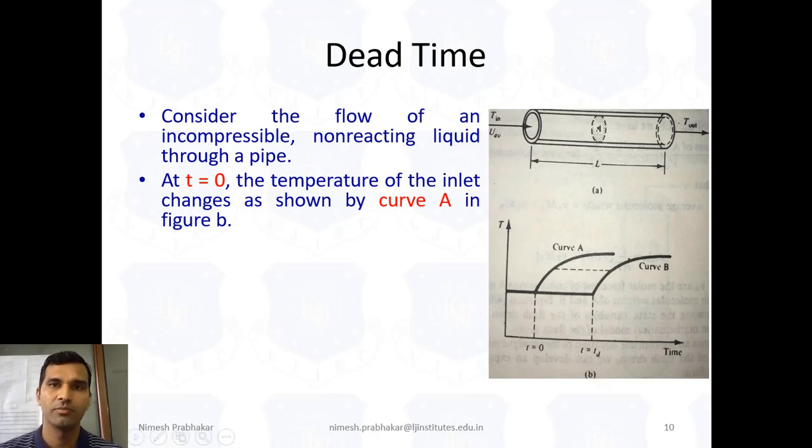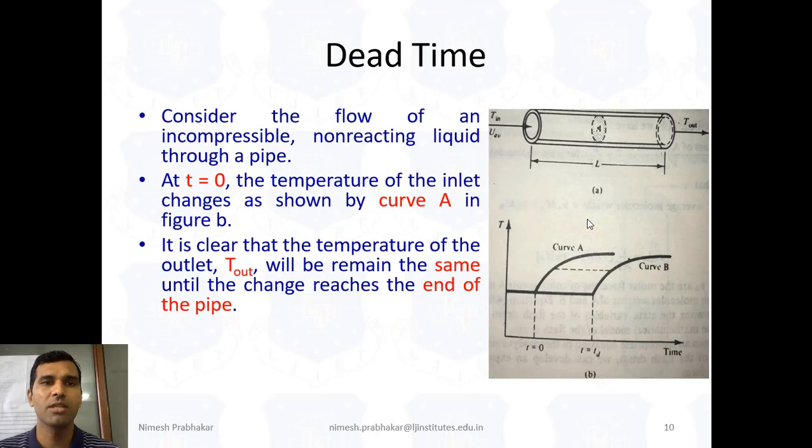That means here we increase the temperature. So at that time, the behavior of the temperature with respect to time is represented by curve A. Now it is clear that the temperature of the outlet at t equals 0 will remain the same until the change reaches the end of the pipe. That means at that time the outlet temperature is not changed. At t equals 0, the temperature change affects only the inlet side.